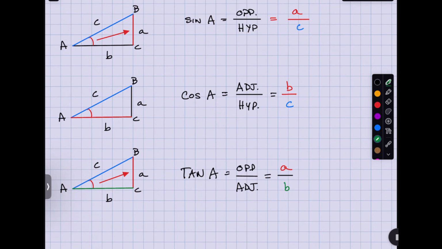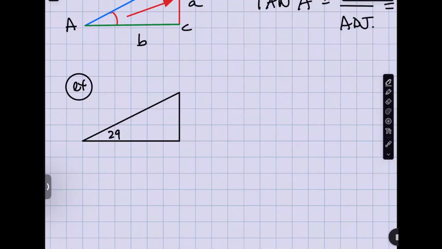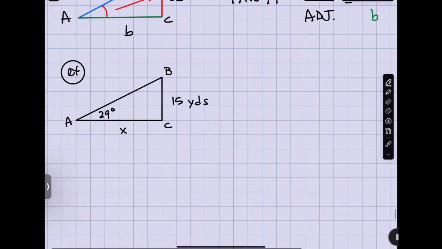Does that make sense? So let's say, for example, they give you this, and they want to find x. So here's what I would tell you to do. Here's my angle.